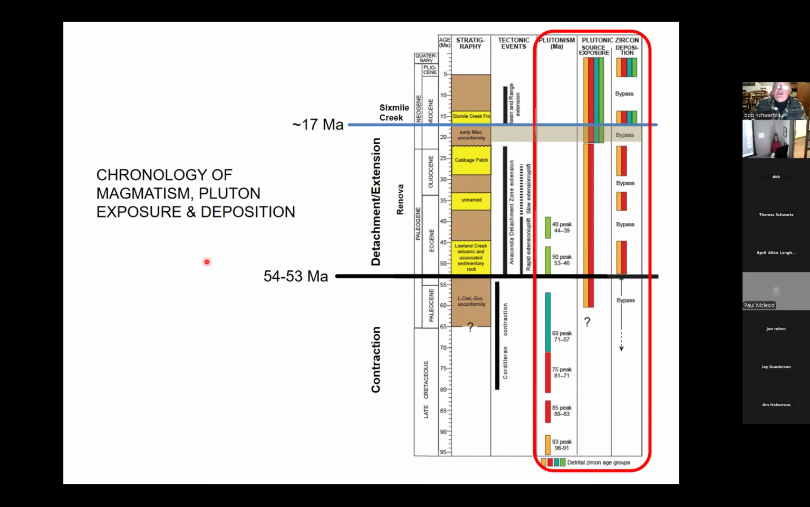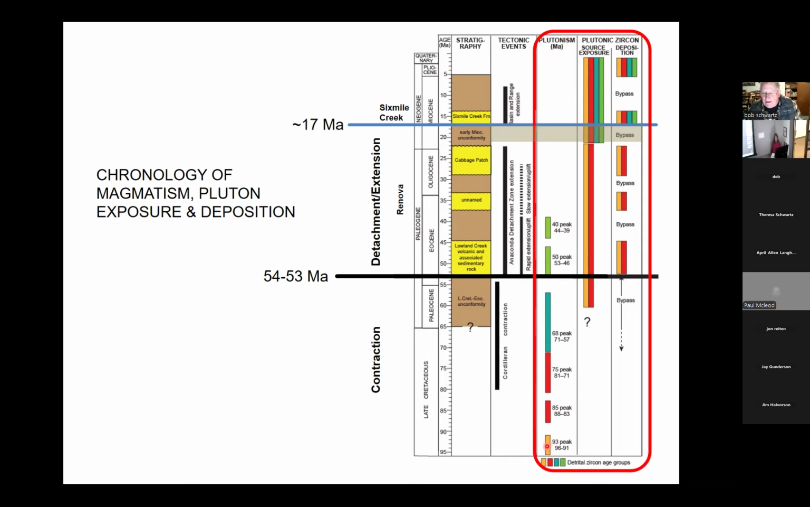Okay, good. So this is a time chart, and on it I've shown the chronology of magmatism, pluton exposure, and deposition. Time is on the vertical axis. Here's the approximate time range of Renova deposition, 54 or 53 to about 17 MA. Six Mile Creek here. And in this column, blocked out, it says magmatism. It's plutonism, or magmatism, same thing.